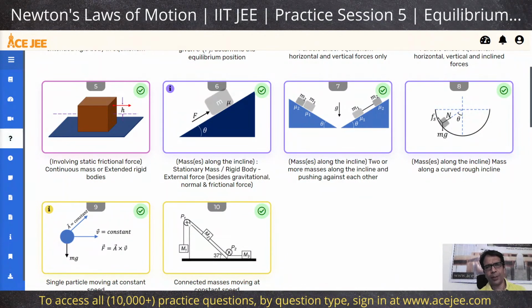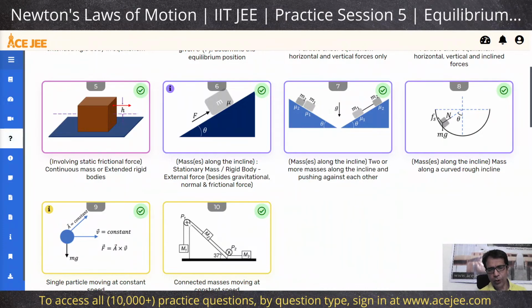Then in number 8, we will look at a scenario which seems to be a slightly complicated version of the inclined plane. What do I mean by that? In an inclined plane, the slope of your incline is the same everywhere, right? Tan theta, theta is constant. But now here in the curved incline, the slope is changing at different angles.